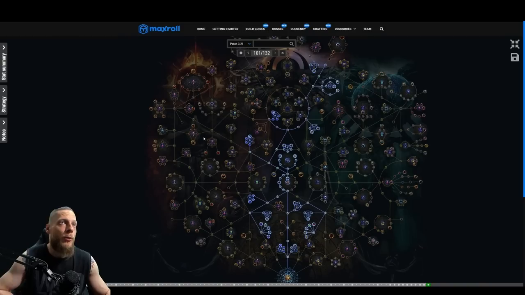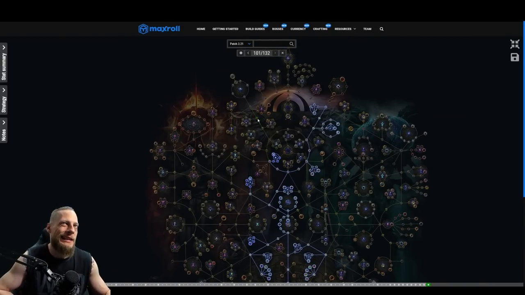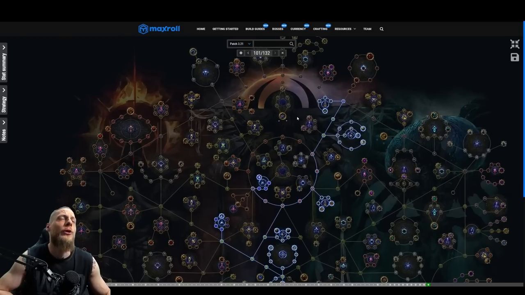But going further, once we have achieved this and we probably settle down or finish the Atlas league start, then I actually want to go for invitation farming.